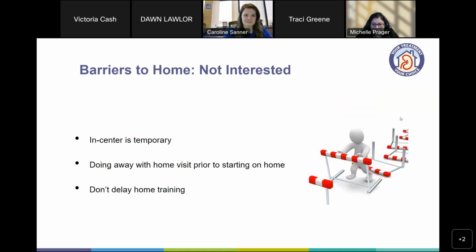Again, we go through this, the in-center is temporary. We also, if we feel like the patient absolutely is a candidate, can do the home visit when we're into their training. If they get a catheter placed in the hospital, we wouldn't have been able to do a home visit ahead of time. We just make sure before the patient goes home from training that we complete those steps. Don't delay home training. We try to figure out and put them wherever we need to so that once the patient makes that decision, we're going to start them on home.